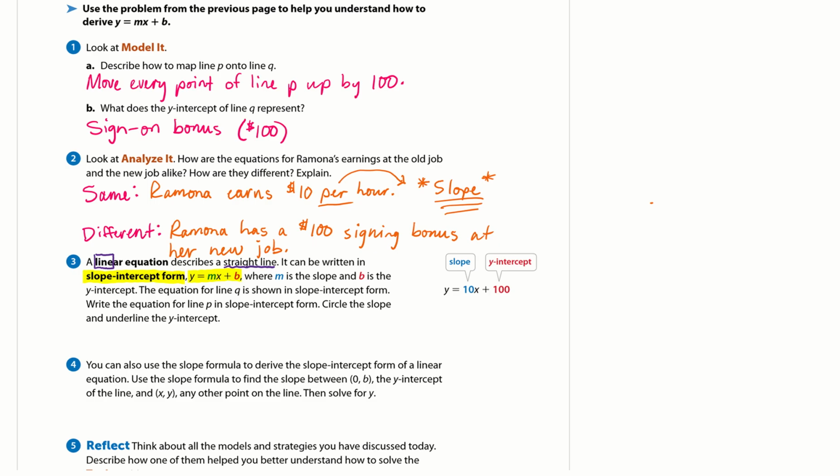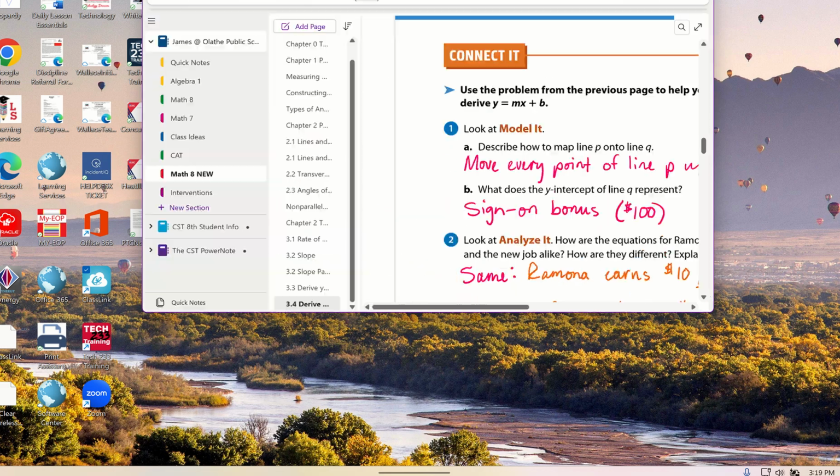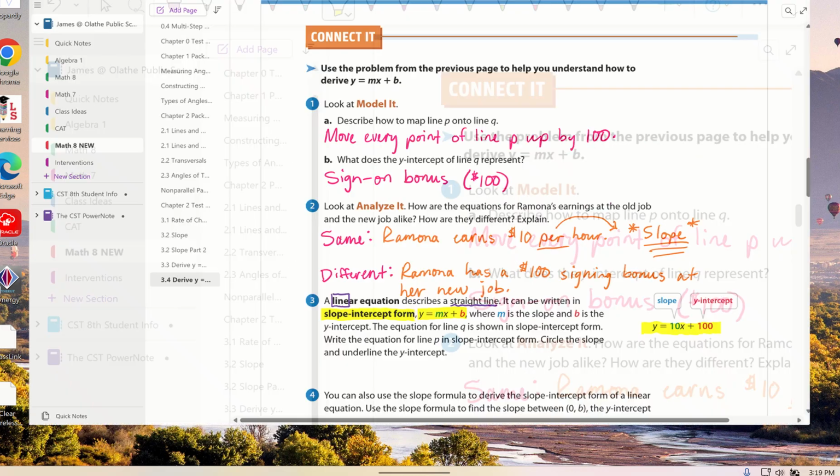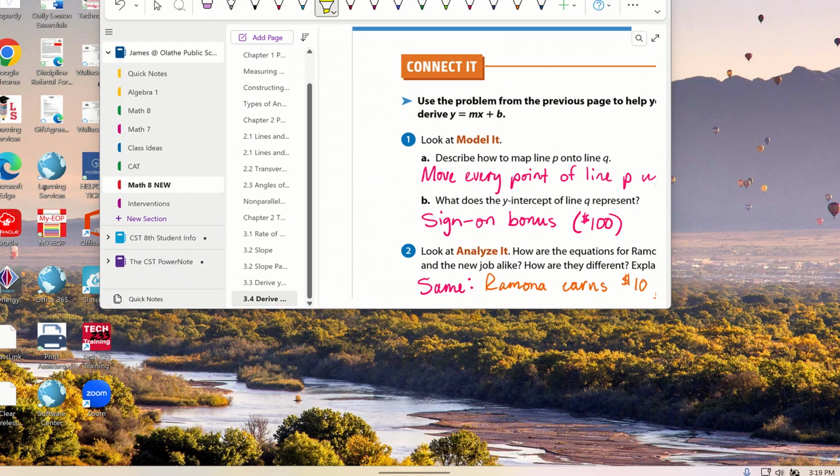Okay, so the equation for line Q is shown in slope-intercept form. That is right here, y equals 10x plus 100. You can see they have the slope, or m, in blue, and then the y-intercept, or b, in red there. It says write the equation for line P in slope-intercept form, and then circle the slope and underline the y-intercept. This should be a pretty similar equation, but I want you to take a second with your partner and go ahead and do that for me once you get the video paused on this. Sorry about that. All right, pause the video.